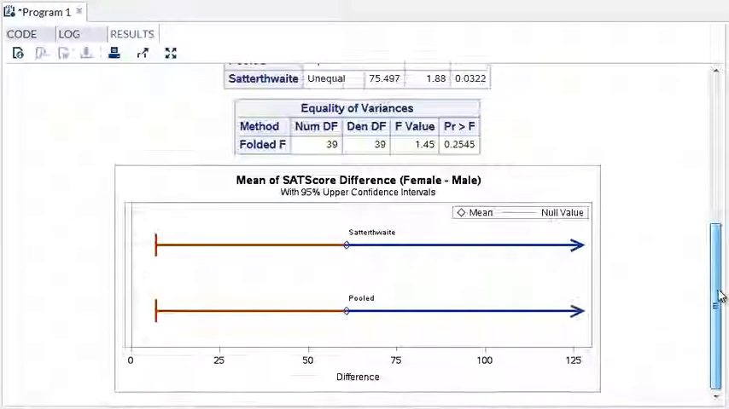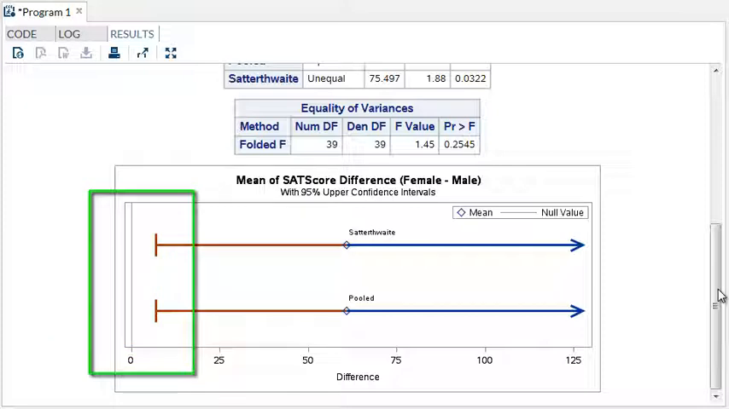Lastly, the difference interval plot reflects the one-sided nature of our analysis. This time, the confidence interval does not cross over 0, and this also tells you that there is a difference in male and female SAT scores, specifically that females scored higher on average than males.